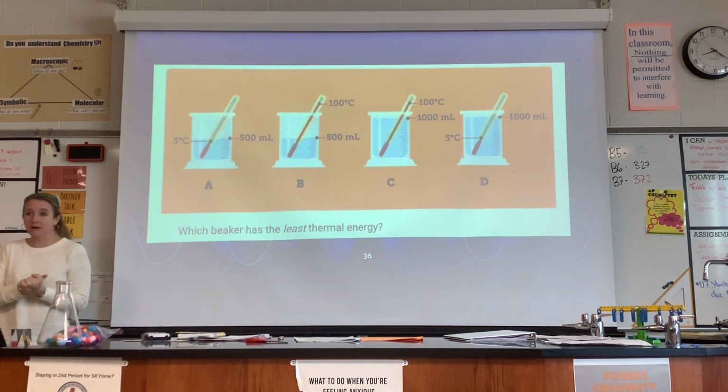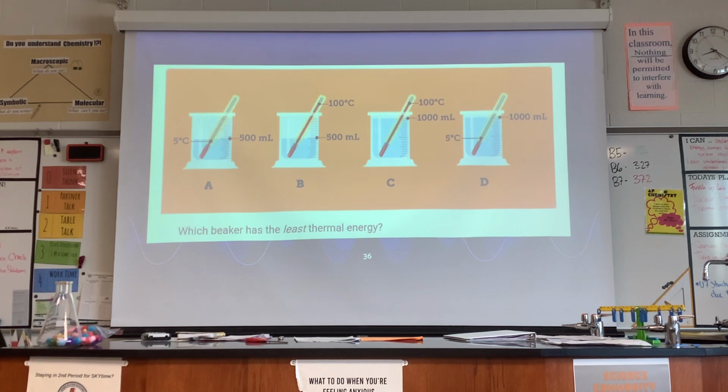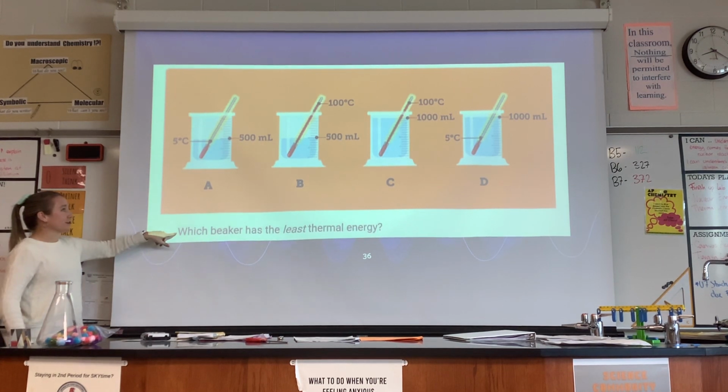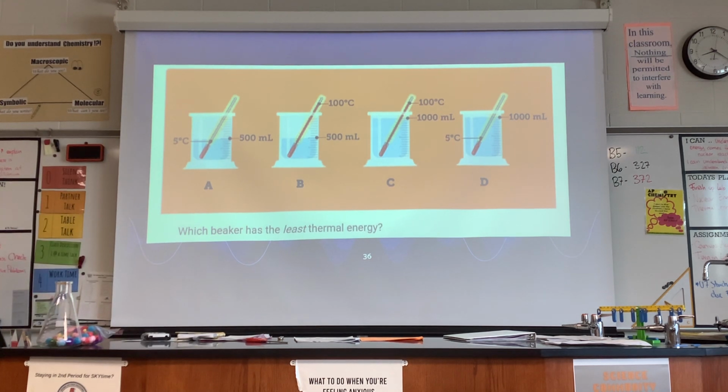All right, here's my question for you to put on your boogie board as a group. Ready? I'll give you 2 minutes to think about it. Which beaker, A, B, C, or D, has the least amount of thermal energy? Talk with your table buddy. You've got 2 minutes. Put your answer on your board. Ready, go.